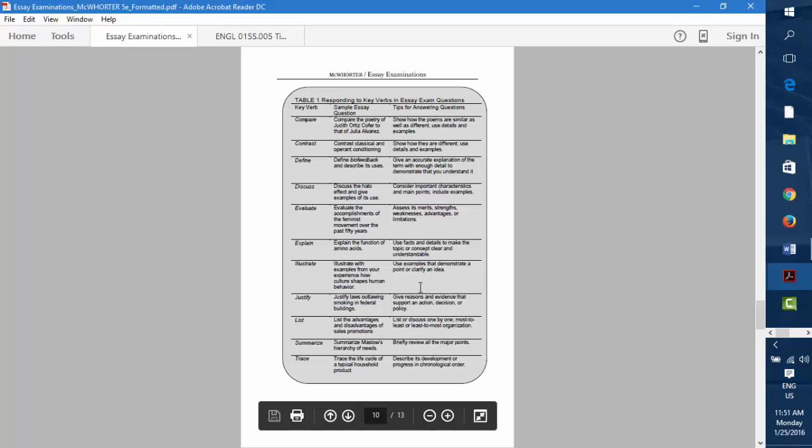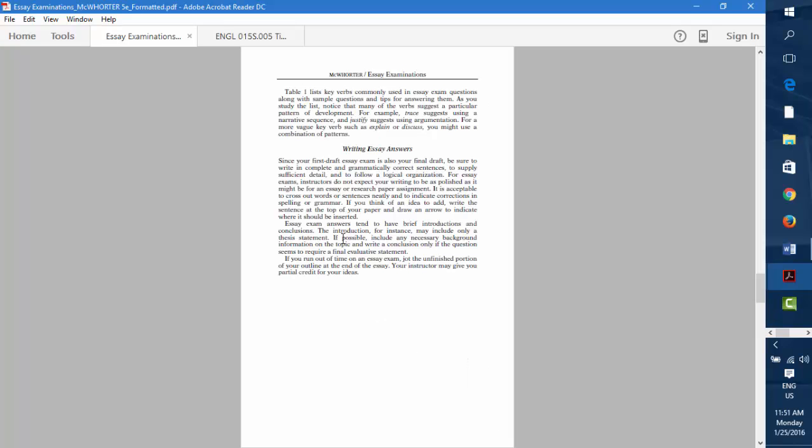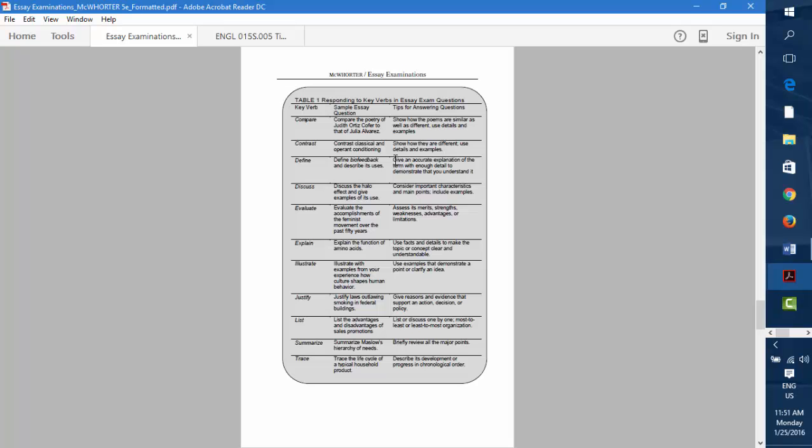So here's another thing that I think is good with McWhorter writing exam or writing essay answers. She talks about taking a look at different verbs and what they ask you. This is a very good list to take a look at. Compare and contrast shows up a lot. Define, discuss, evaluate, explain, all of these. Justify. This one might show up somewhere.